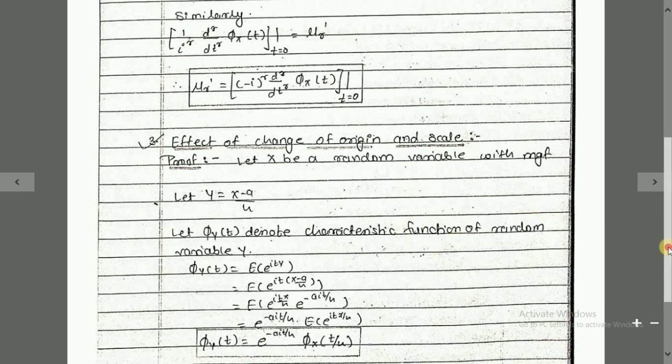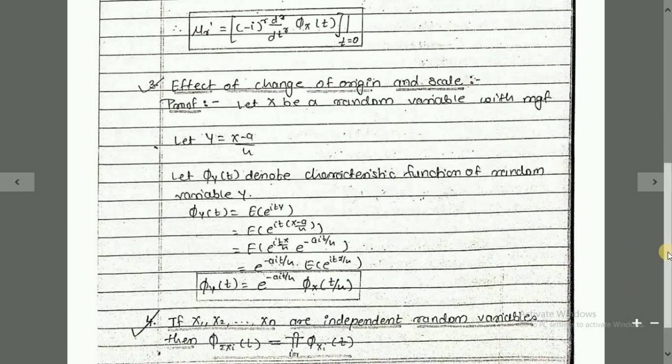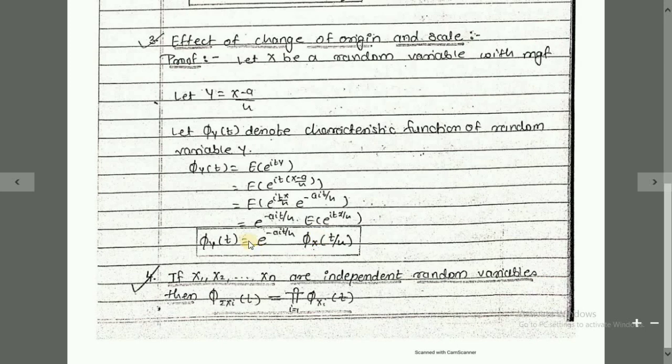Just remember this expression. When Y is equal to (X minus a) by h, the effect of change in origin and scale: characteristic function of Y is e raised to minus a i t by h, phi X of t by h.